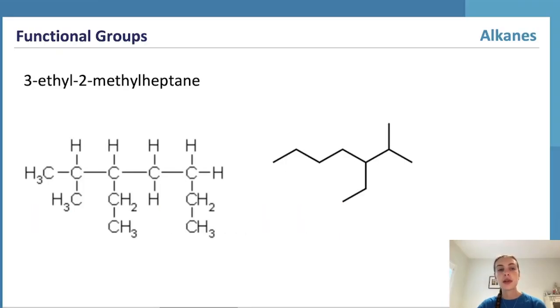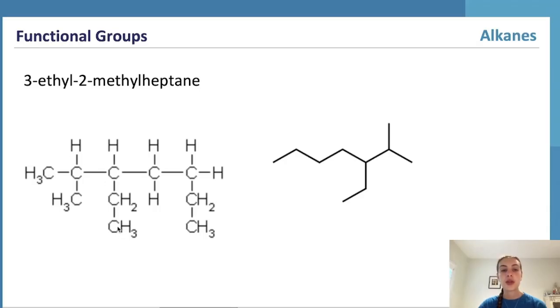The final one we're going to look at is 3-ethyl 2-methylheptane. So we'll do the same thing to break this one down. So we'll look at what the end of the molecule says. So we've got heptane. So that meaning that the longest possible chain along the backbone of this molecule is going to be 7 carbons long. So we can count 1, 2, 3, 4, 5, 6, 7. So that's 7 carbons long at the longest point along the chain.